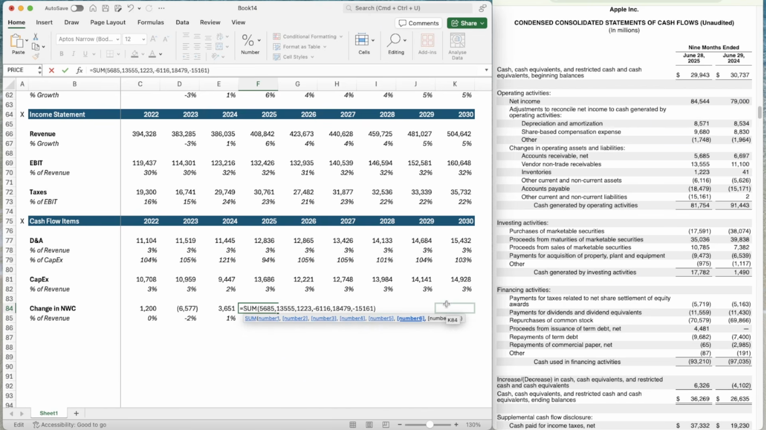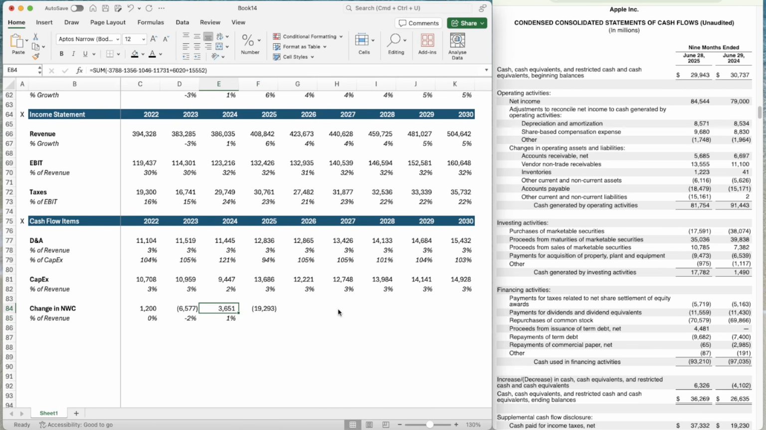So you just comma after each. No, sorry, I've got this wrong. Equals sum 5685, 13555 plus 1223 minus 6116 minus 18479 comma 15161. Yeah, okay, looks good.